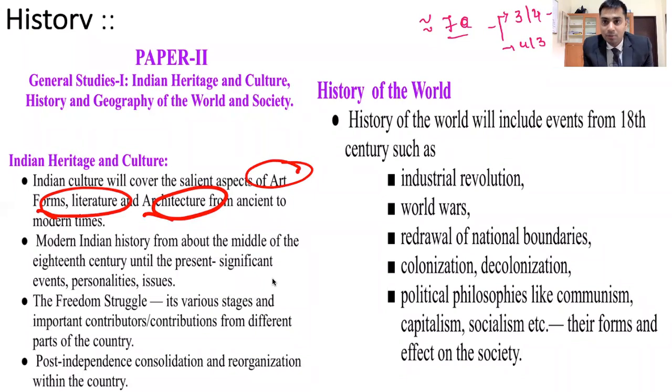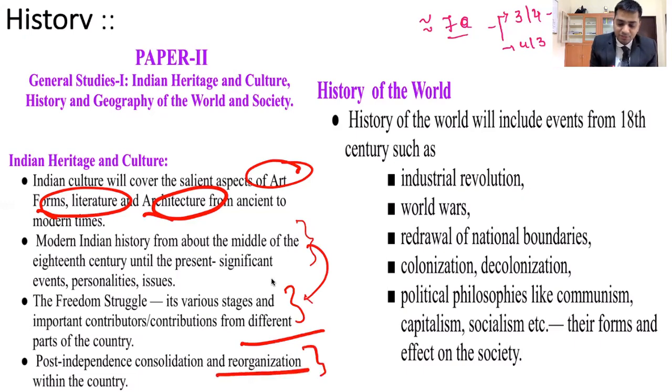This is from ancient and medieval India. They are cultural components. The second one is modern India, right from the so-called arrival of the British until the exit of British. Next one is how the freedom struggle has happened in this era. And next is post consolidation and reorganization within the country. This is what they used to ask, and this is the syllabus that they have given in the history component.